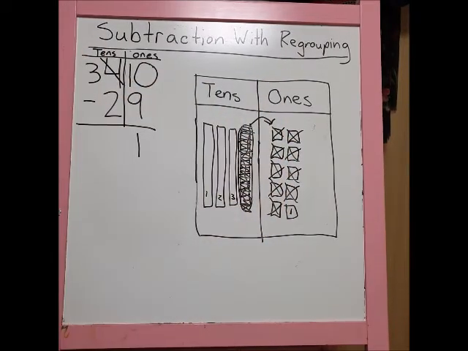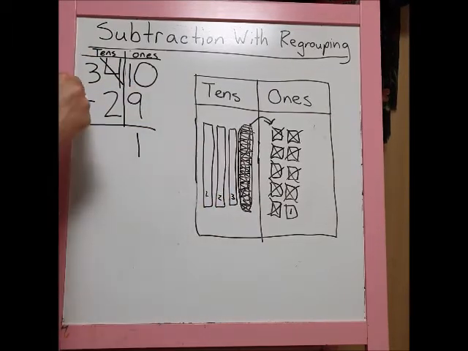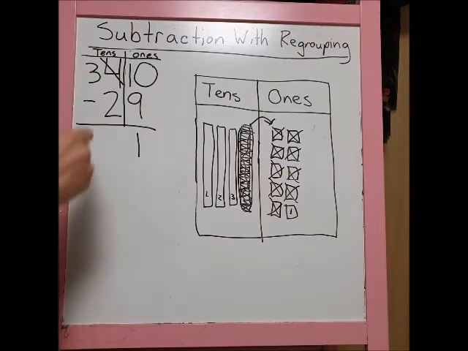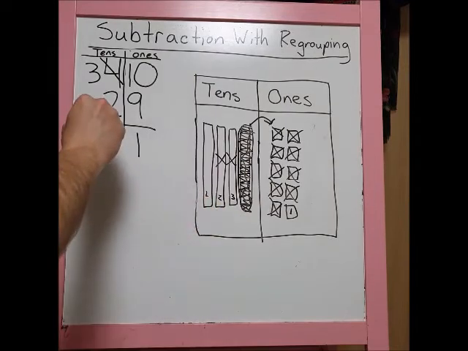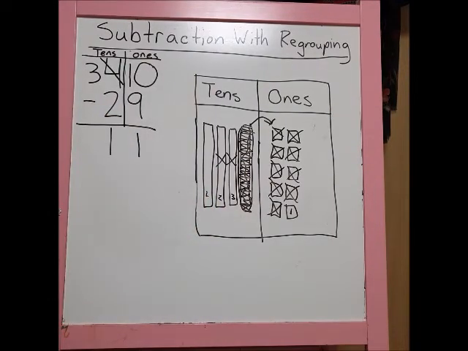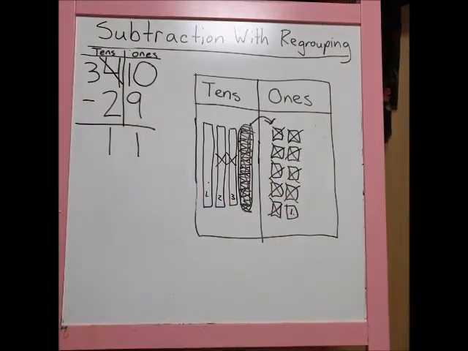Next, subtract the 10s. I have 3 10s here. 1, 2, 3. I want to take away 2. So 3 minus 2 equals 1, 2, 1. My answer to 40 minus 29 is 11. I can check that by checking my place value chart. 10, 11.